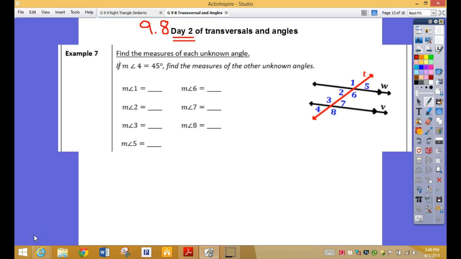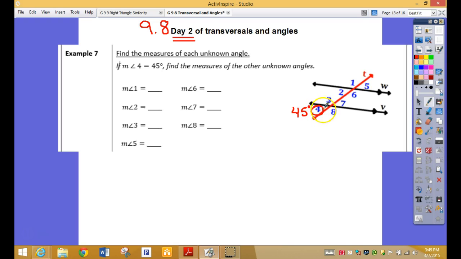9.8, day 2, continued of our transversals and our angles. We'll write example number 7. Find the measures of each unknown angle. If we look over here, if the measure of angle 4 equals 45 degrees, find the measures of all the other unknown angles.